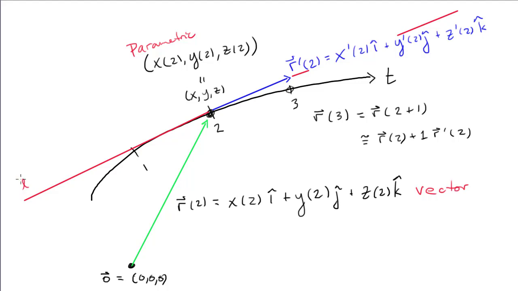The tangent line in vector form: position vector, plus t times the slope vector, and there's tangent lines.